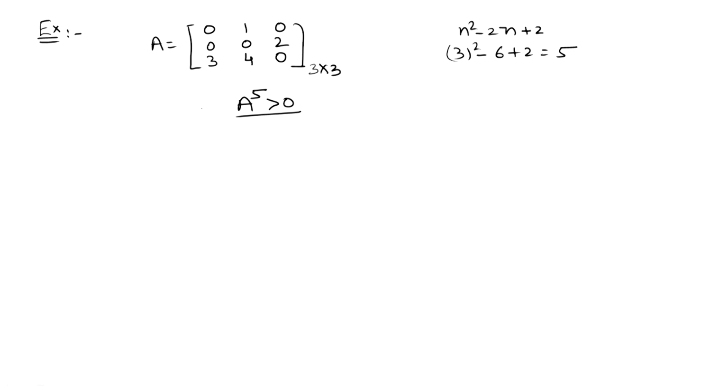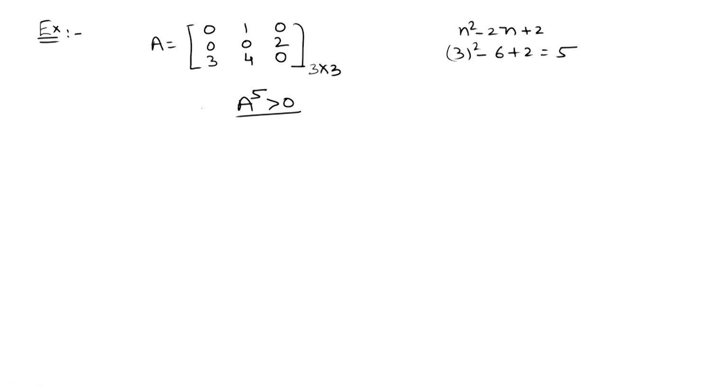Here, if I need to calculate A raised to power 5, I have to multiply A 5 times. Instead of A, let us write a Boolean matrix corresponding to A, which is a matrix of 0 and 1 only, of the same size. If there is a 0 entry, it will have 0. If there is a non-zero entry, there we will have 1. So, the first row of B will become 0, 1, 0. The second row will become 0, 0 because these two are 0 entries. And here instead of 2, I will write 1. Then 1, 1, 0.